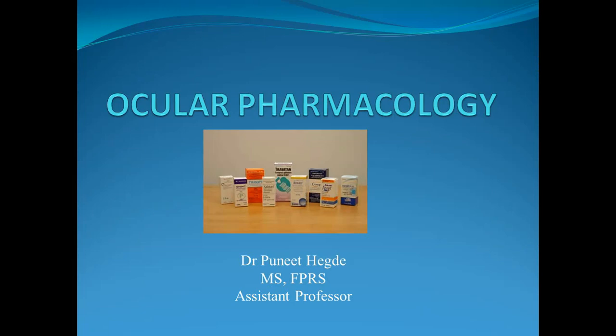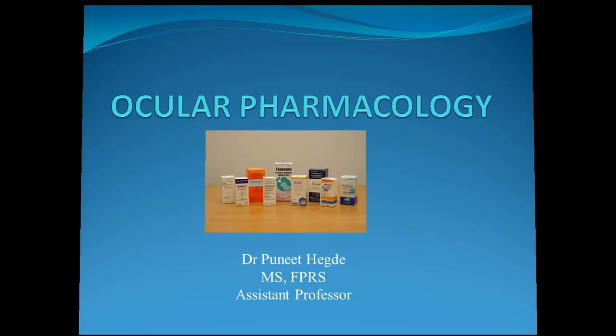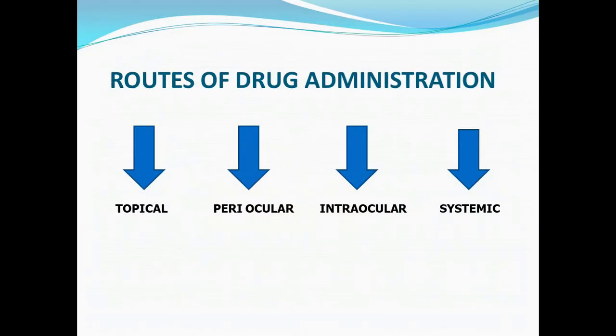So today we'll be talking about ocular pharmacology, the various routes of drug administration, as well as the list of drugs that are used in ophthalmology. There are different ways by which a medication can be instilled in the eye. It can either be a topical medication, it can be periocular, where drug is injected around the eye, intraocular, where the drug is injected inside the eye, and systemic drugs, which can have effects in the eye.